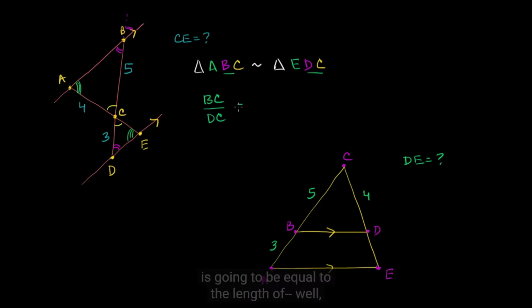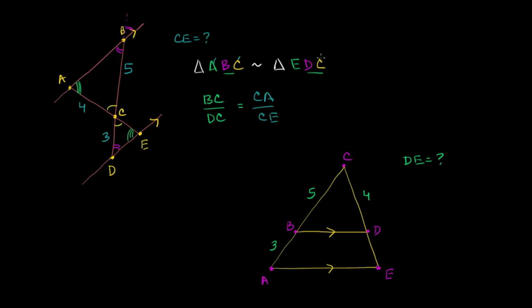right over here, is going to be equal to the length of, well, we want to figure out what CE is. That's what we care about. And I'm using BC and DC because we know those values. So BC over DC is going to be equal to what's the corresponding side to CE? The corresponding side over here is CA, so it's going to be equal to CA over CE.